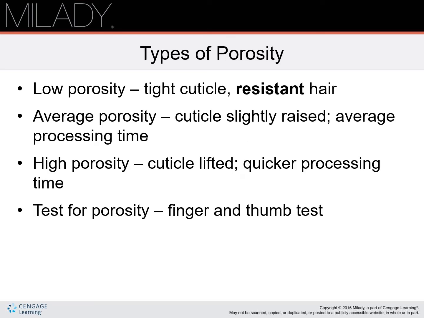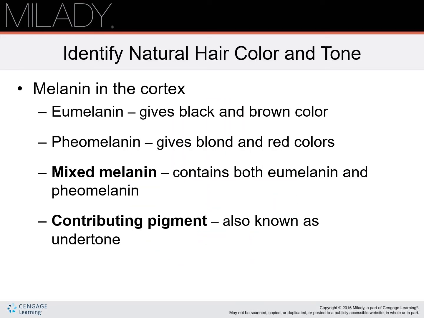Okay guys, now we're going to move on to how to identify a natural hair color and the tone. Natural hair color ranges from black to dark brown to red, from dark blonde all the way up to light blonde. Hair color is very unique to each individual. No two people have the same hair color. There are 3 types of melanin in the cortex. So that's pretty cool. You're unique. Nobody has your exact hair color. So let's talk about eumelanin, pheomelanin, and mixed melanin.